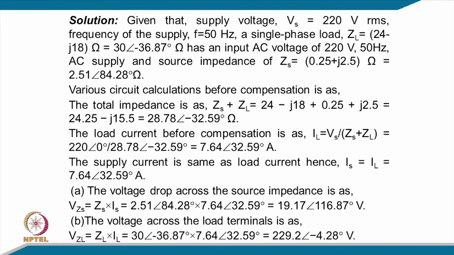Putting in the values, it comes to 19.17 at the angle of 116.87 volt, and the voltage across the load will be the current multiplied by the load impedance. So, it comes to 229.2 at the angle of 4.28.